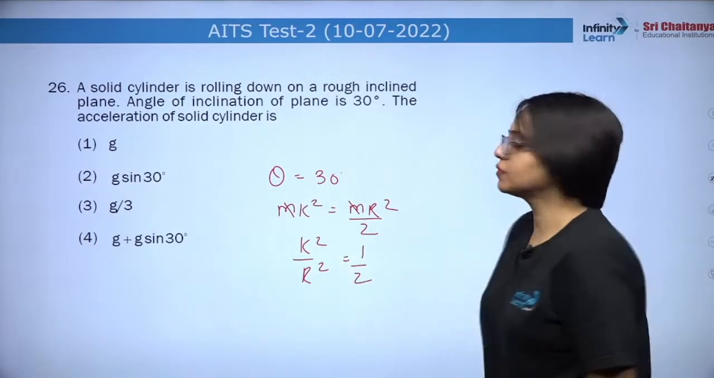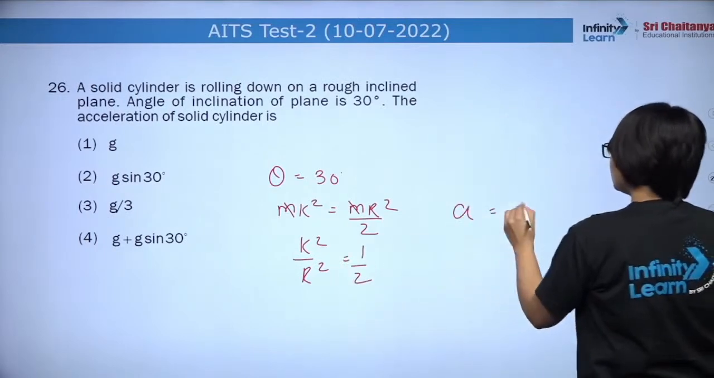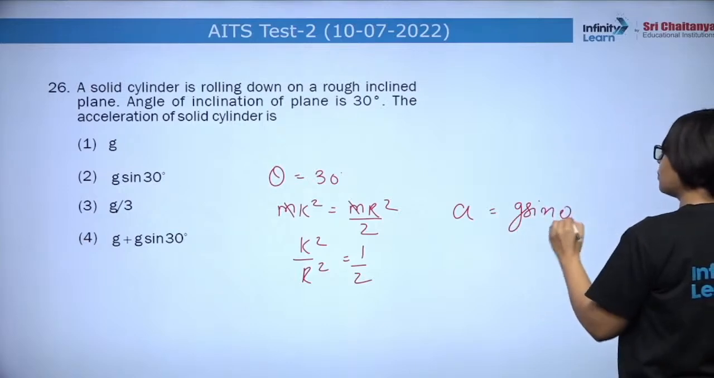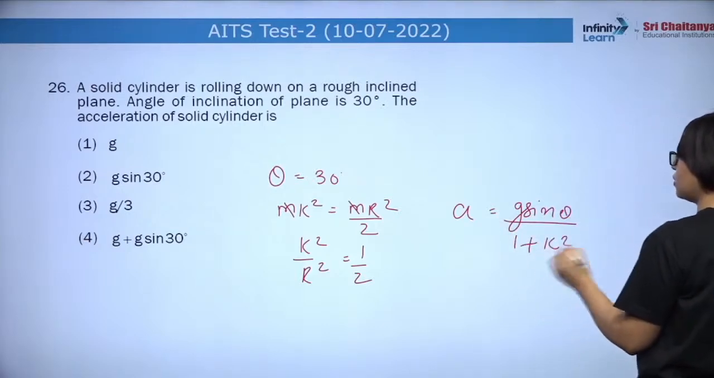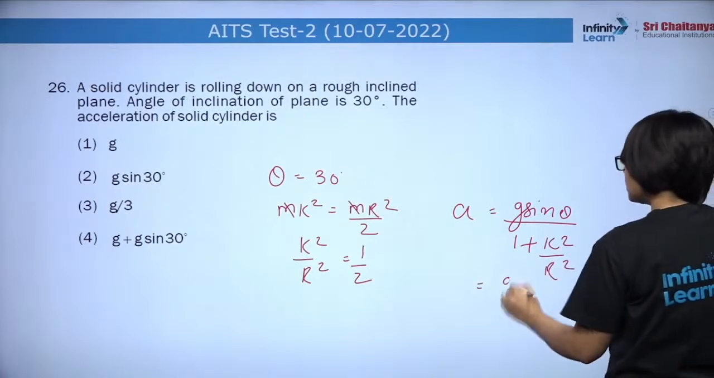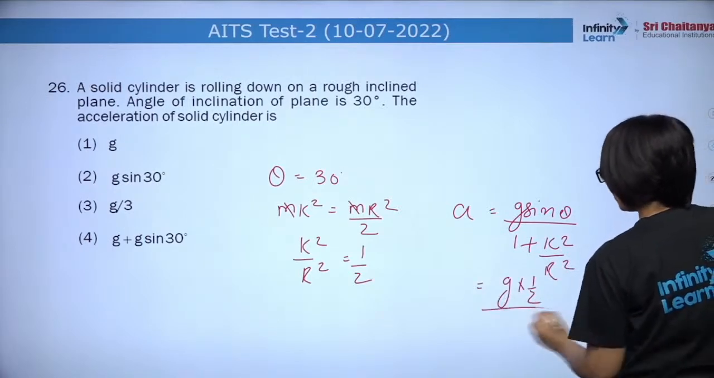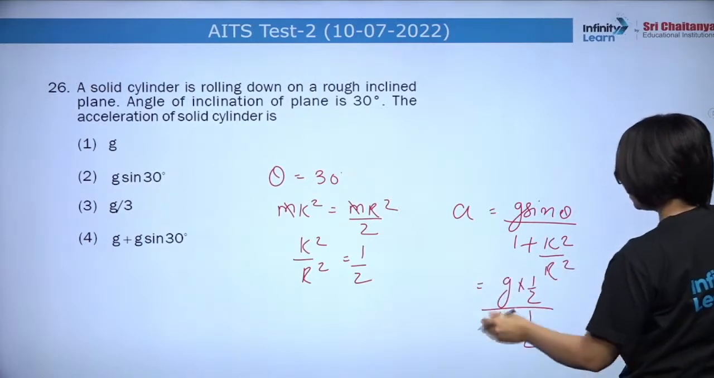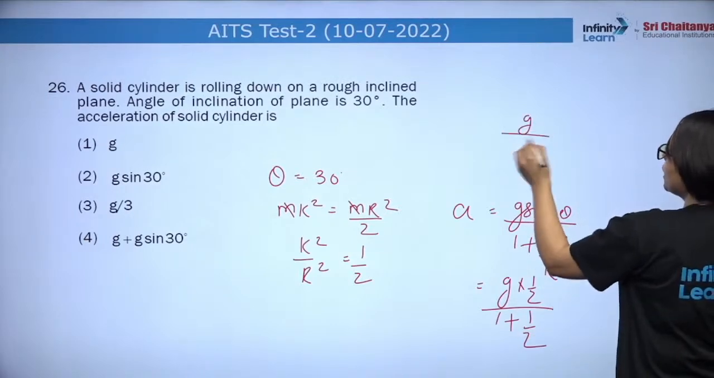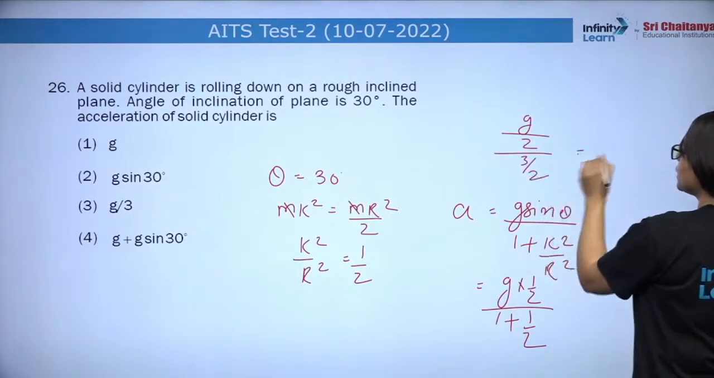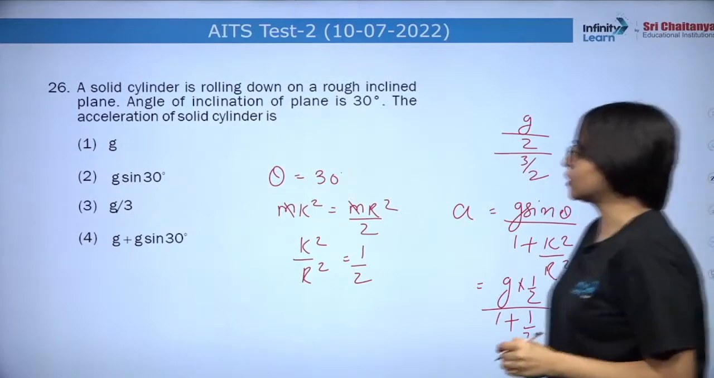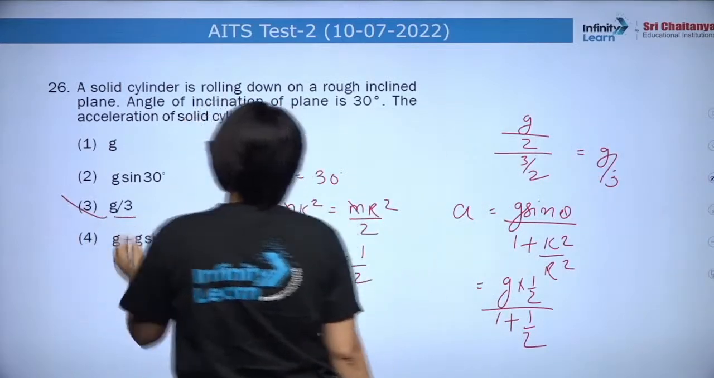The acceleration of the solid cylinder is a is equal to g sine theta upon 1 plus k square upon r square. So g sine 30 degrees, 1 by 2, divided by 1 plus k square upon r square, which is 1 plus 1 by 2. So it is g by 2 divided by 3 by 2, that is equal to g by 3. So correct answer is option 3.